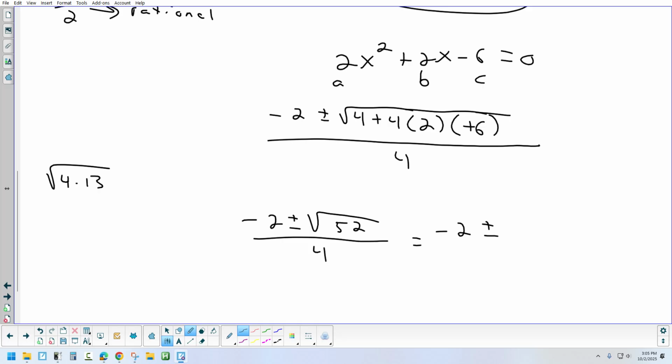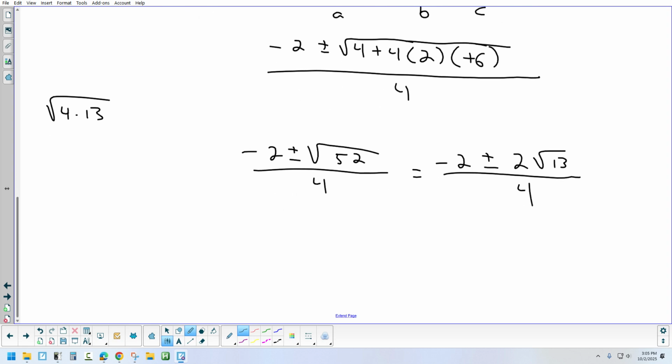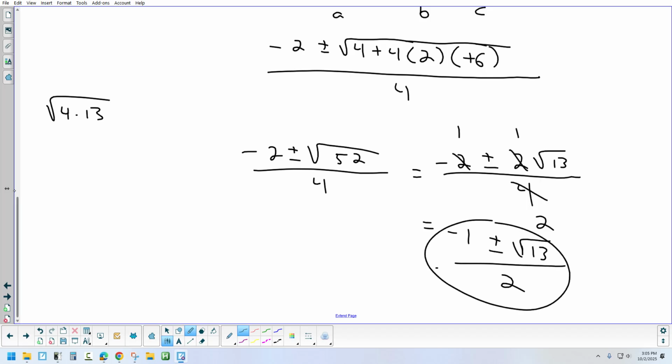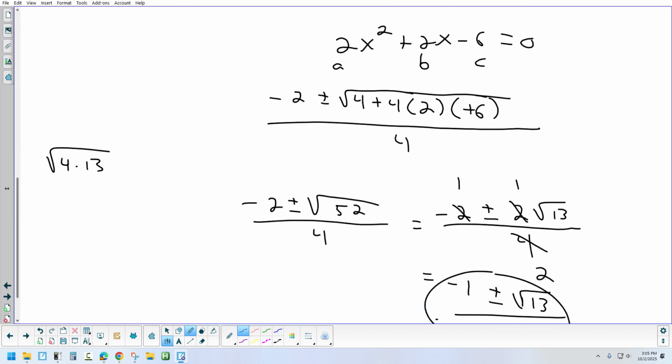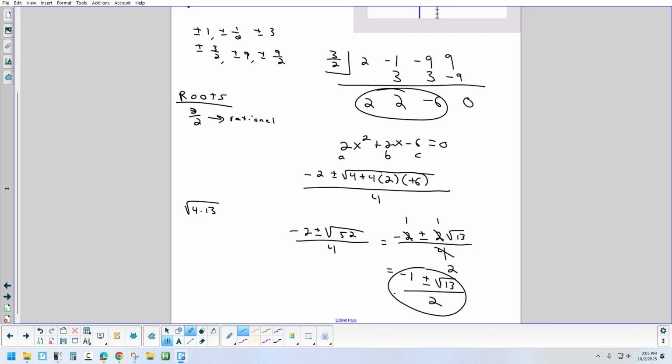So negative 2 plus or minus 2 root 13 over 4. Now that we did that, what's everything divisible by? 2. So divide everything by 2. Your final answer is negative 1 plus or minus root 13 over 2. These are the other two roots. And are those roots rational or irrational?